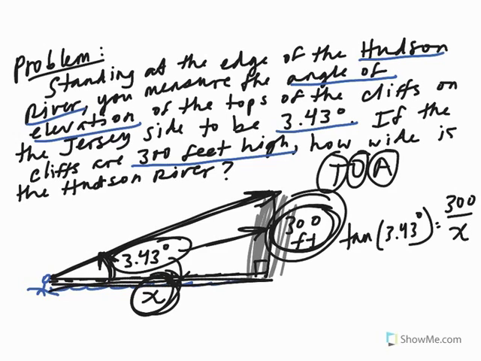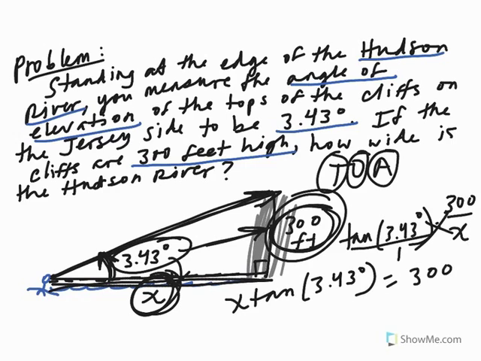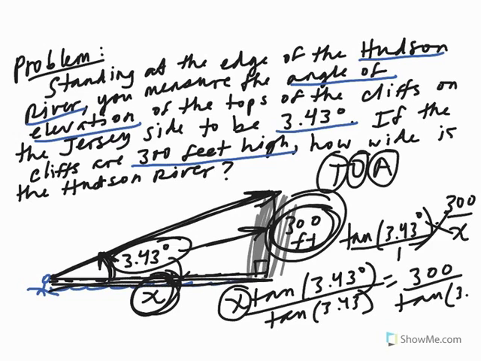A lot of you guys like to think about cross multiplying, so okay, let's just do that. We'll multiply here. We'll have x times tangent of 3.43 degrees is equal to 300. Alright, now we need to isolate x, but x is being multiplied by tangent of 3.43. So what we need to do is divide both sides by tangent 3.43. And then once we do that, we're totally done. We just have to put this into our calculator, see what it comes out to be.